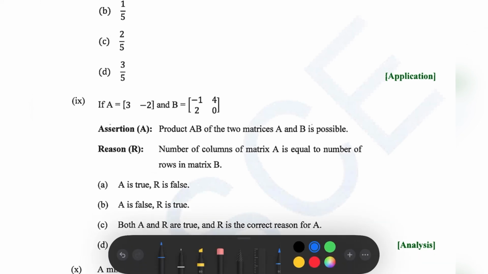Now you have to understand, student, that when we multiply two matrices, the first condition is that the number of columns of the first is equal to the number of rows of the second. So both the assertion and the reason are true, and the reason for why we are multiplying is the correct explanation for the given assertion. Okay.